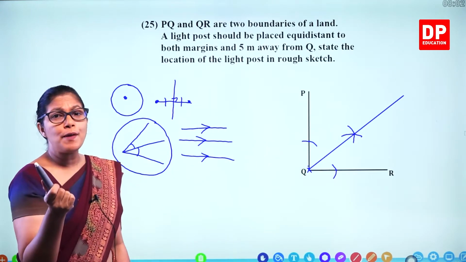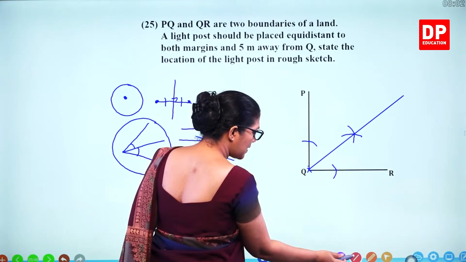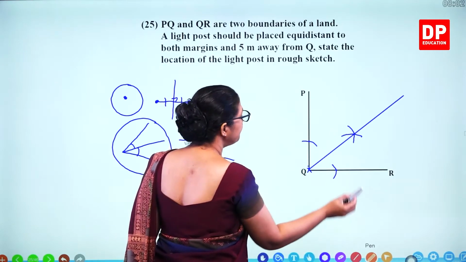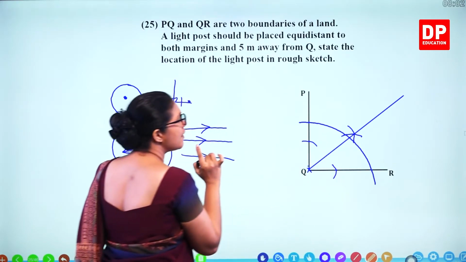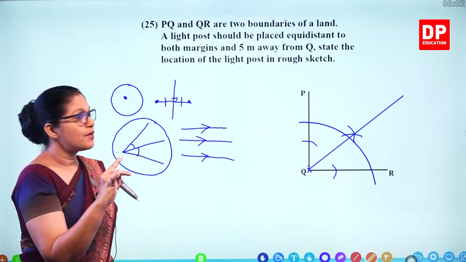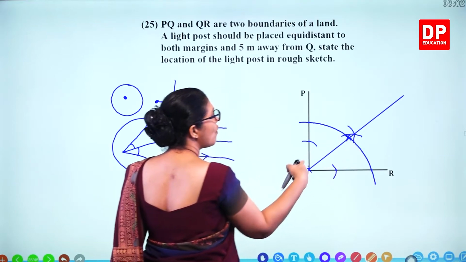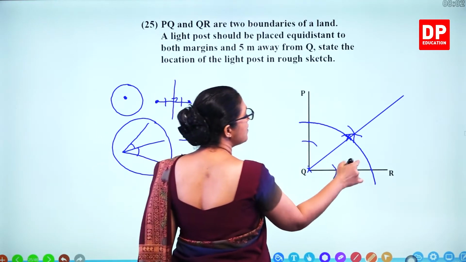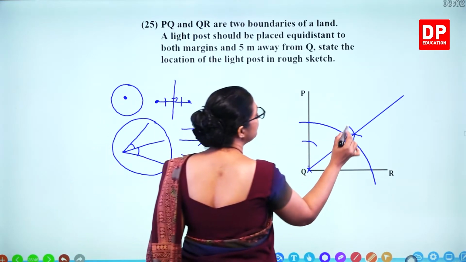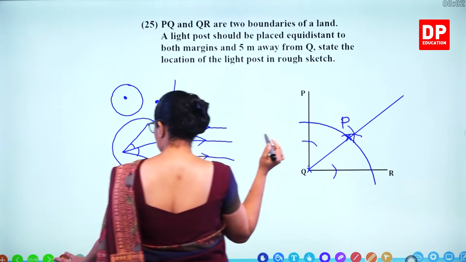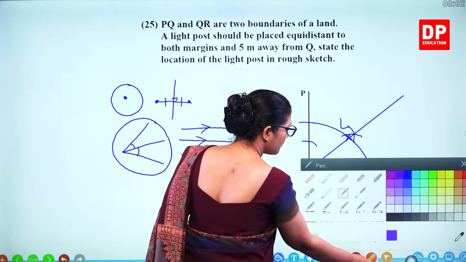Then what you do? 5 meters away from the point Q. So you take 5 meter length and draw a circle. 5 meters means you have to take the scale drawing 5 centimeter, and then the intersecting point of this locus and this one is the point here. So state the location of the light post is here. We'll take L as the light post. L should be here.